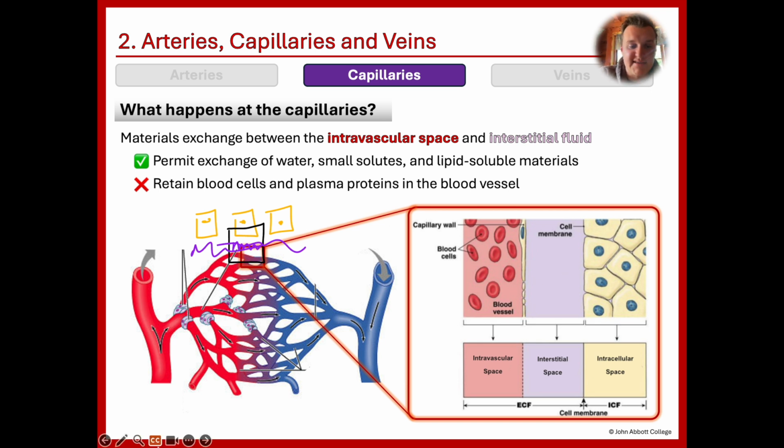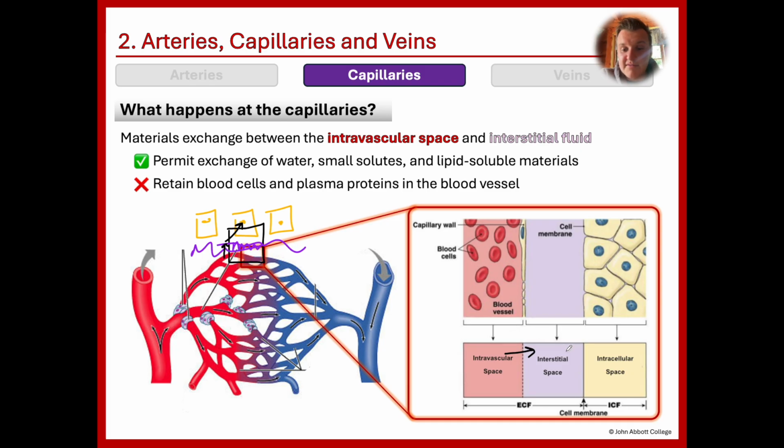What happens at the capillaries, as I've said before, is that materials exchange between the intravascular space inside the blood vessel and the interstitial fluid, and then they go into the intracellular space, right? So let's say something like oxygen or glucose, which the cells need. They will go from the intravascular space and enter into the interstitial space, which is full of interstitial fluid, right? There's some fluid over here between the cells.